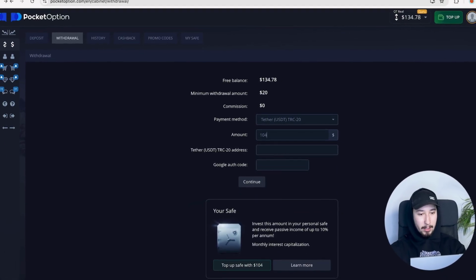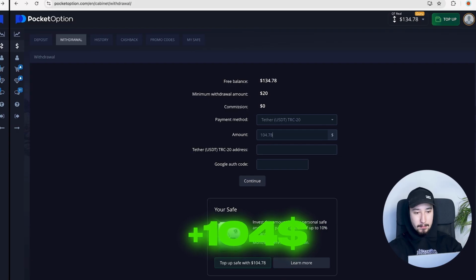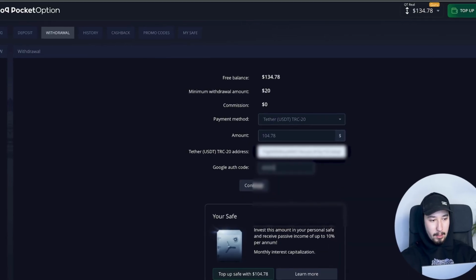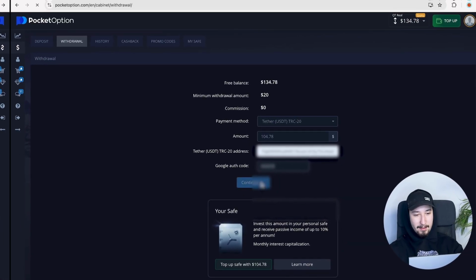Today's profit will be $104.10, of course, and a quarter. Don't forget about a quarter. Right. Okay, continue button, and there. Transaction is done. I'm done here, guys.